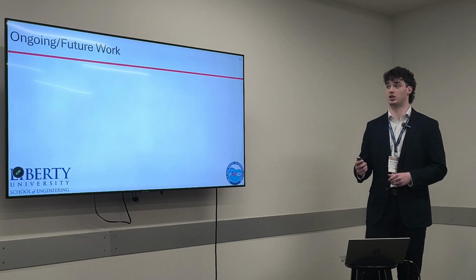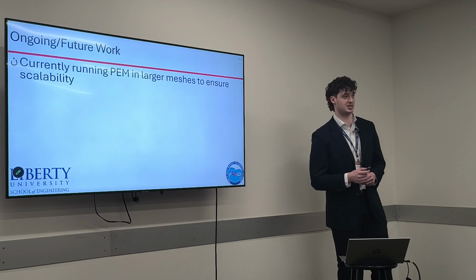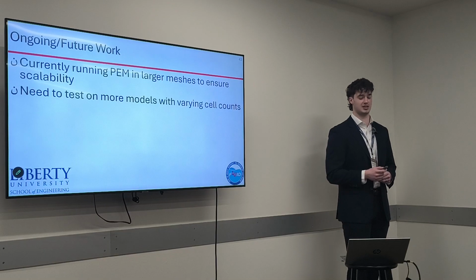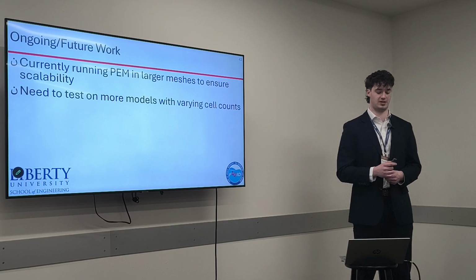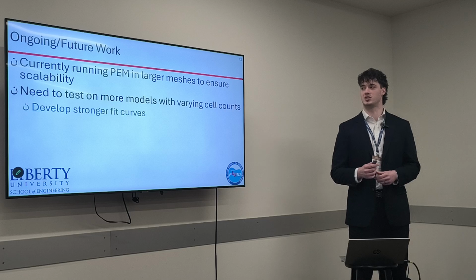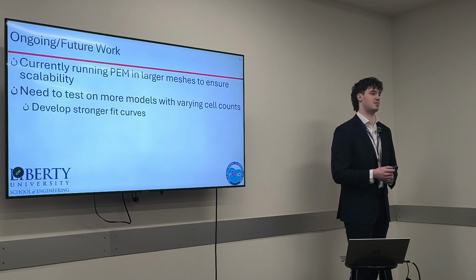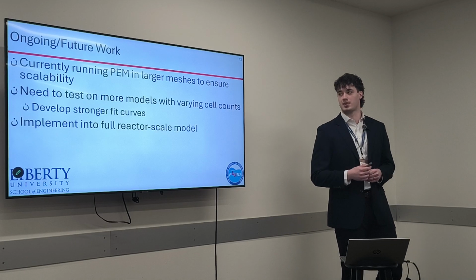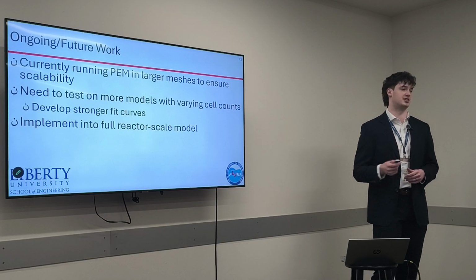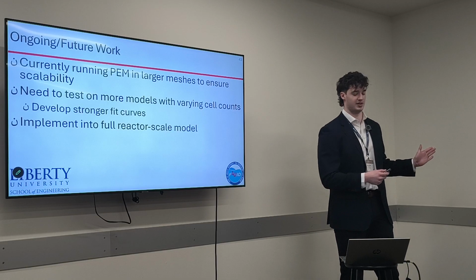So in the future, we are currently running our PEM in larger meshes to ensure scalability, but we need to test more models with varying cell counts, because we just want to make those fit curves stronger and be more confident in our money plot. And we want to, of course, implement it into the full-scale reactor model at the end of all this.